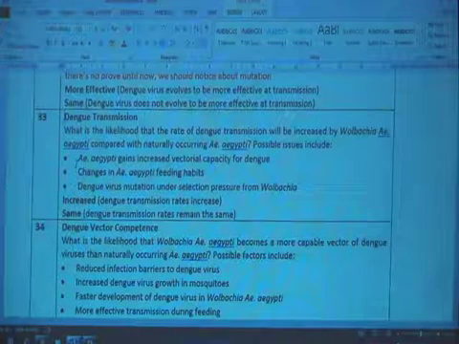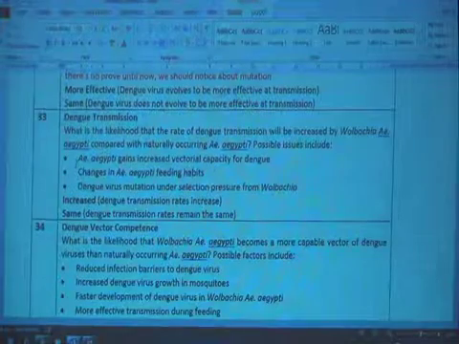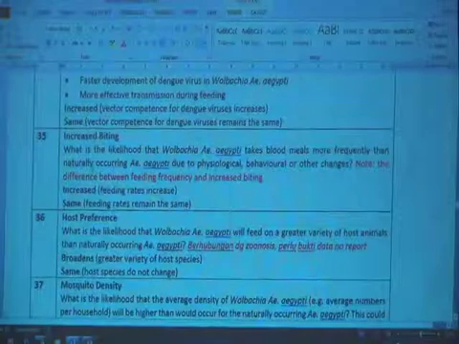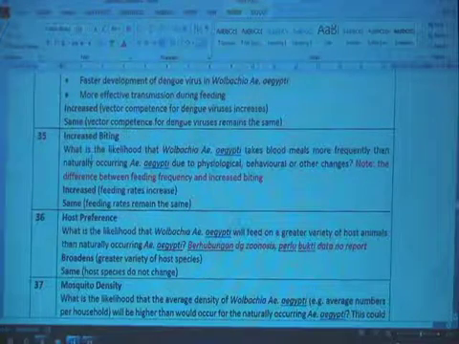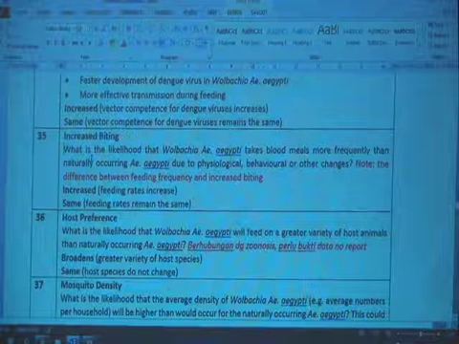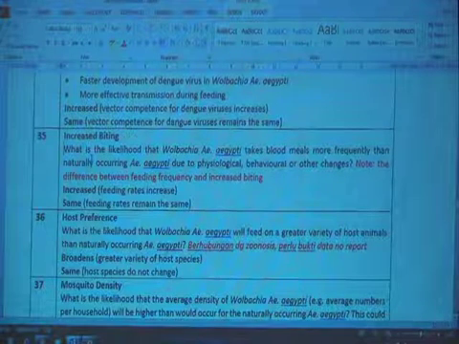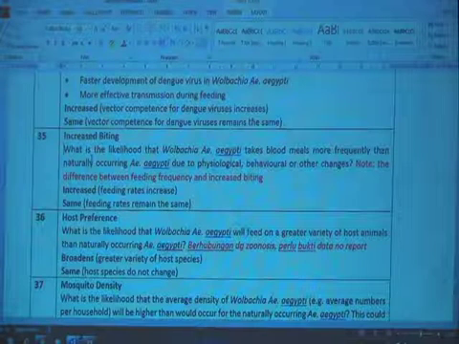The next question, number 35. Increased biting. There is some confusion between increased biting and feeding frequency.